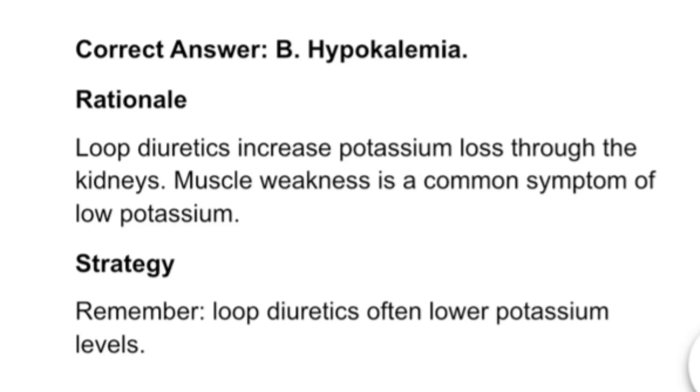Hypokalemia. Rationale. Loop diuretics increase potassium loss through the kidneys. Muscle weakness is a common symptom of low potassium. Strategy. Remember, loop diuretics often lower potassium levels.